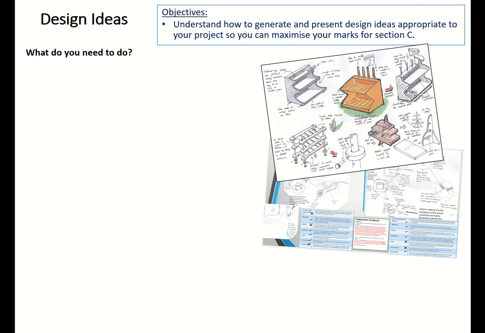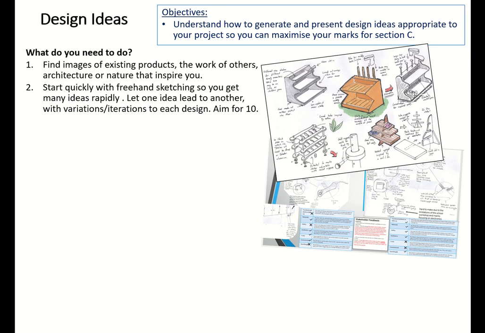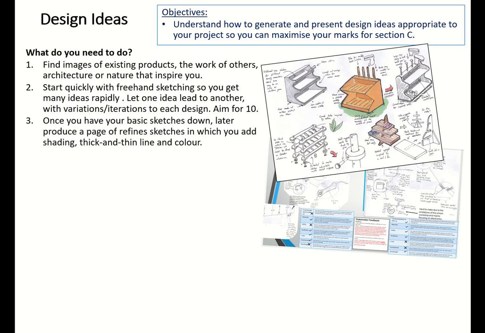So what do you need to do? Find images of existing products, the work of others and architects that inspire you. Start quickly with freehand sketching so you get many ideas rapidly. Let one idea lead to another with variation and iterations. Aim for about 10 rapid freehand sketches. Once you've got those sketches down, later you can produce a page of refined sketches. Sorry, there's a typo. That should say refined sketches.